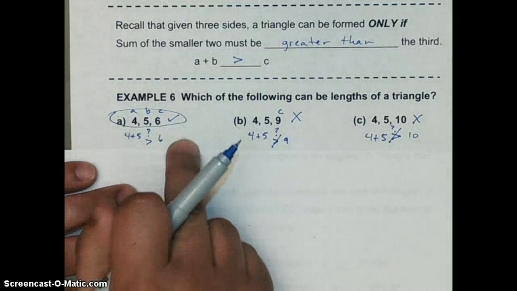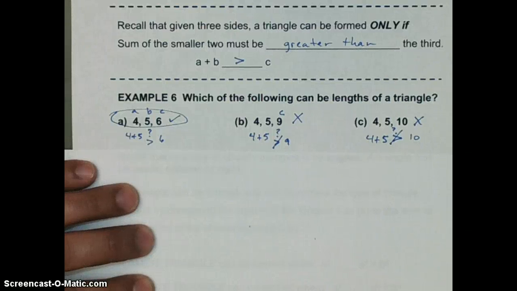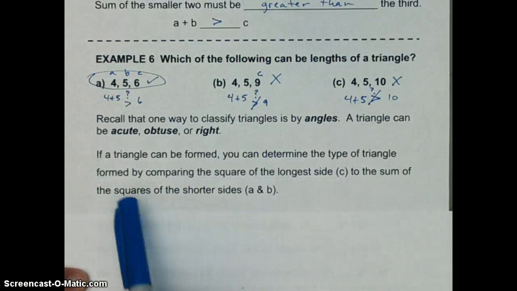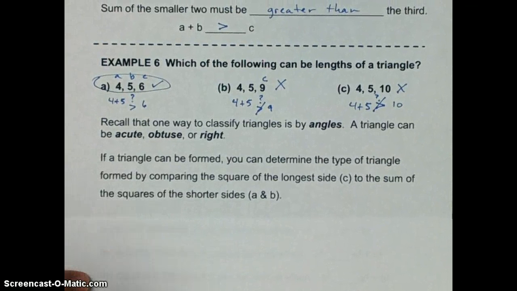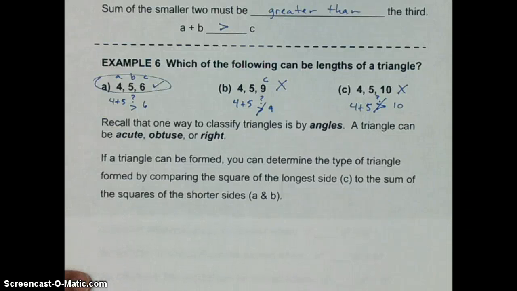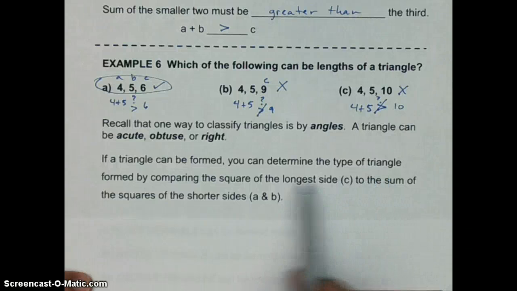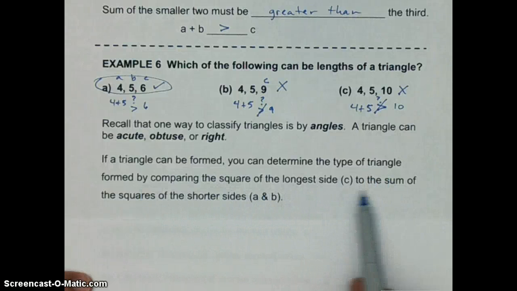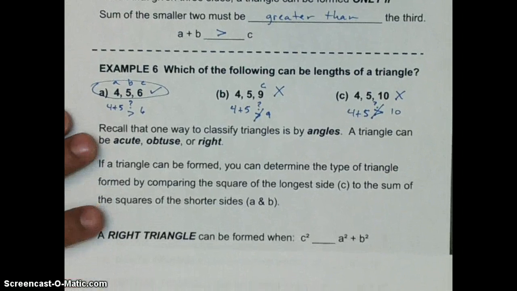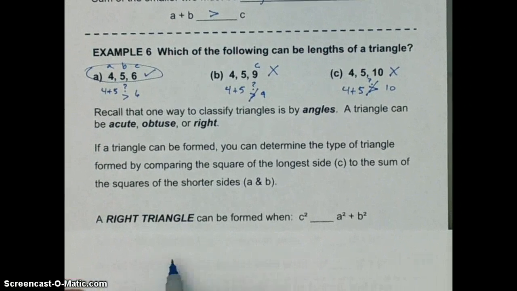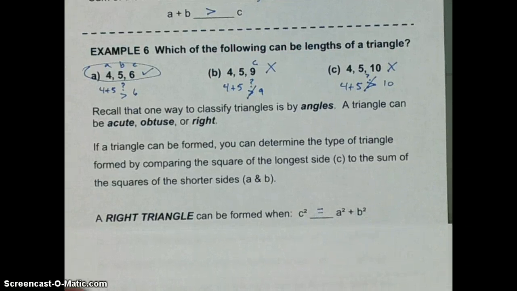So we're going to take this idea with the Pythagorean theorem to come up with another idea. Recall that one way to classify triangles is by their angles. A triangle can either be an acute triangle, obtuse triangle, or a right triangle. If a triangle can be formed, you can determine the type of triangle by comparing the square of the longest side to the sum of the squares of the shortest sides, A and B. So in other words, it is a right triangle when C squared is equal to A squared plus B squared.